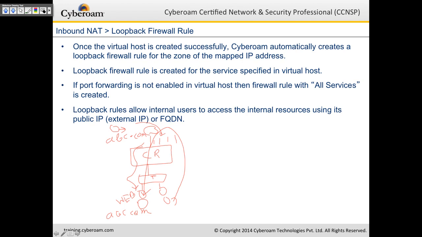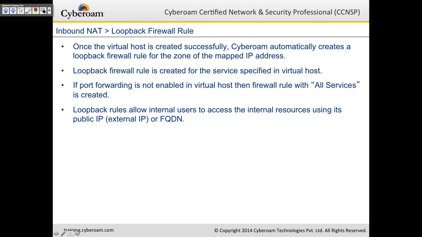So if the loopback rule is not created, any internal users sitting inside the network can't access the server which is resolving to the public IP address. And that's when you need a loopback firewall rule. So once the virtual host is created successfully, Cyberoam automatically creates a loopback firewall rule for the zone of the mapped IP address. Now do you see the word automatically? We make your lives easier. You don't have to go ahead and manually create a loopback rule. Most of the rules are created automatically.